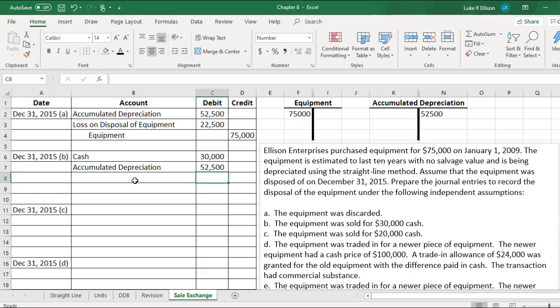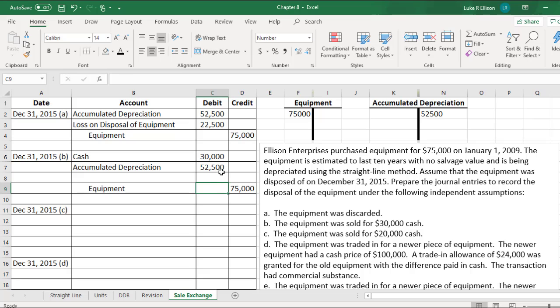And now I'm going to leave a space for either the gain or loss, which I'm not sure which one it is yet, so I'm just going to leave that blank. I'm going to put in the equipment, still at $75,000, just to close that amount out. And then we need to determine which is larger, the credits or the debits.